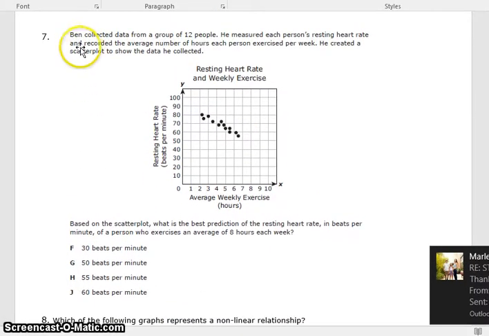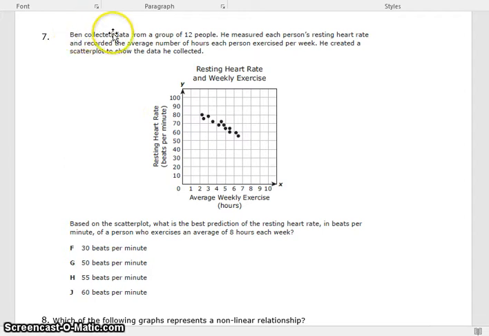Number 7. Ben collected data from a group of 12 people. He measured each person's resting heart rate and recorded the average number of hours each person exercised per week. He created a scatterplot to show the data he collected. We have resting heart rate, average weekly exercise. Based on the scatterplot, what is the best prediction of the resting heart rate in beats per minute of the person who exercises an average of 8 hours each week?